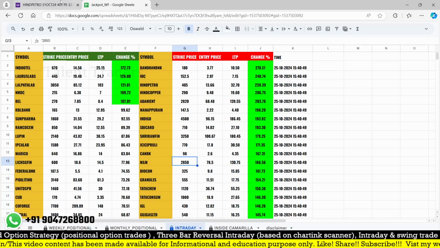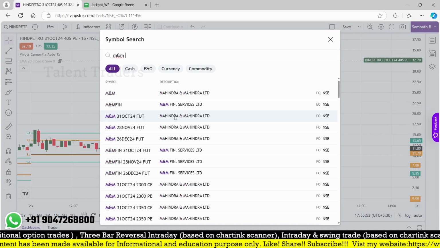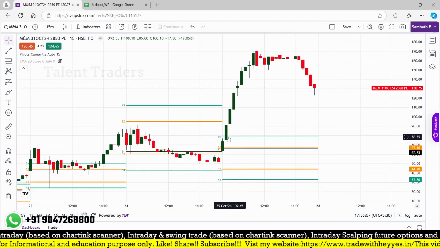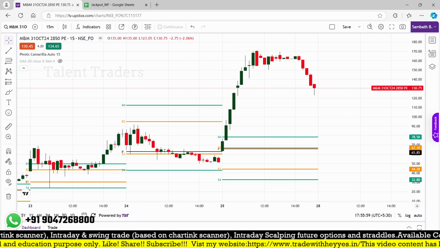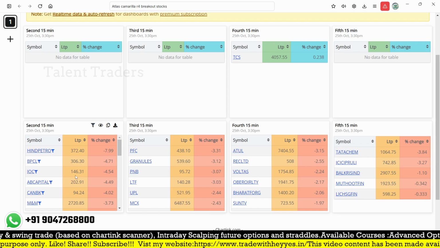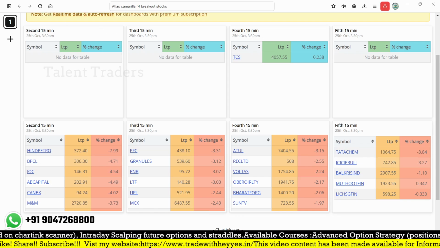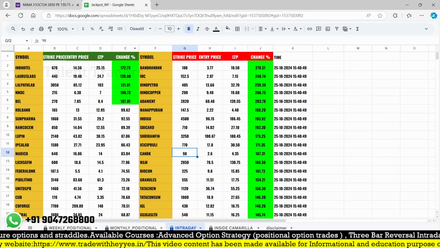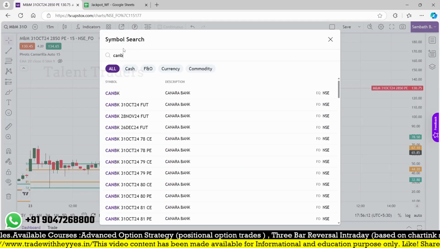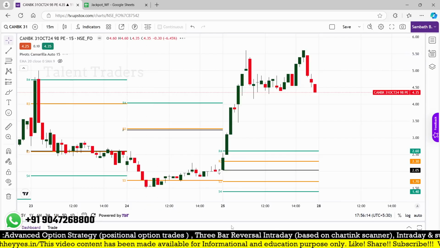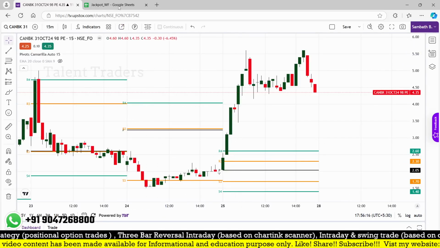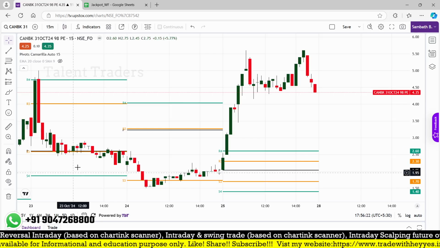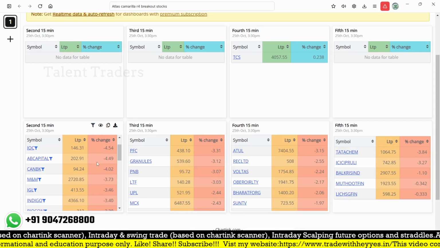2850 is our strike price, so let me go for the M&M 2850 put strike price. You can see this is also a second candle breakout, but I selected based on Petro and IOC yesterday. And sometimes Canara Bank also is in the list. Maybe you can select from this list, and the strike price in Canara Bank should be 98. So the Can Bank 98 put option should be the strike price for intraday. This is also a second candle breakout. So you can find a good number of opportunities with our Google Sheet, and see what other stocks are in the list from the scanner.